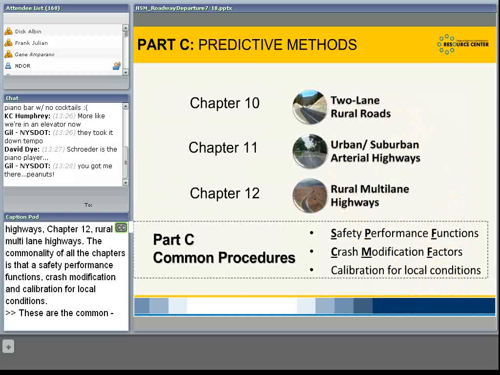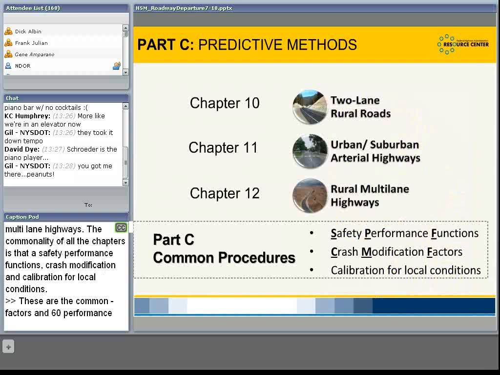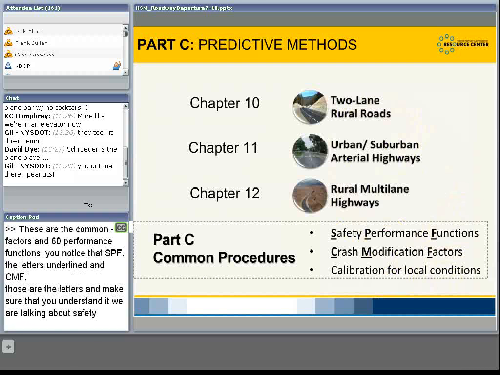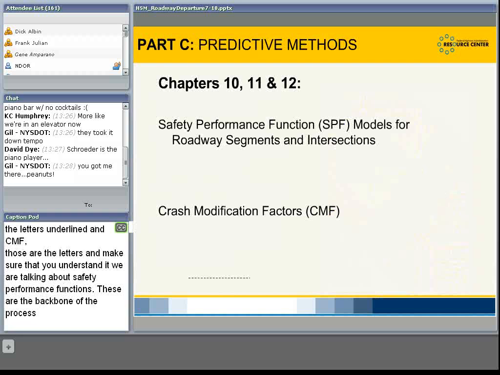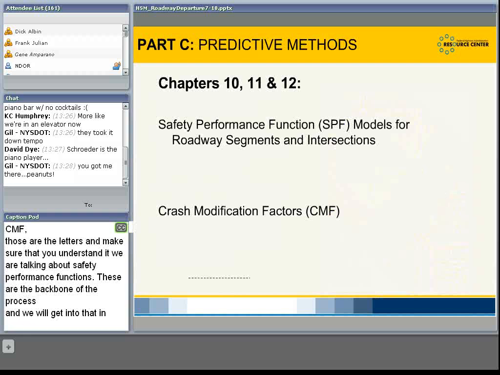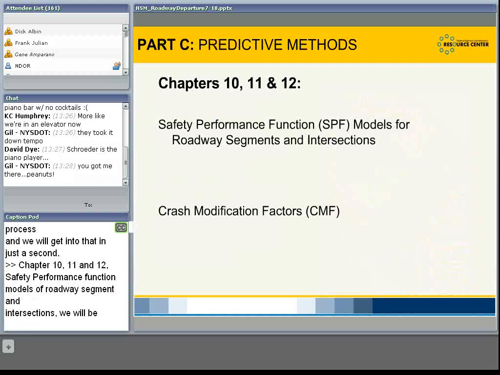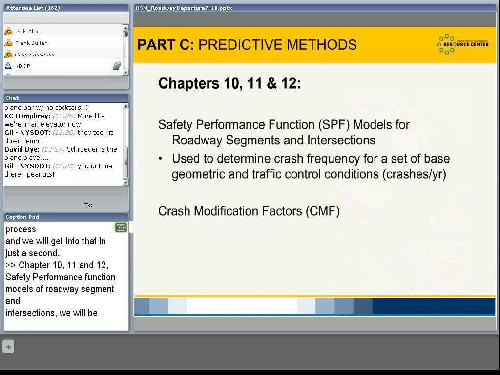These are crash modification factors and safety performance functions. You'll notice under safety performance, SPF, those are the letters that are underlined, and then CMF. Those are terms you'll see us throw around a lot of times. Make sure you understand when we say SPF, we're talking about safety performance functions. And these are primarily the backbone of the whole process. We'll get into that in just a second. Chapters 10, 11, and 12 cover safety performance functions, models for roadway segments and intersections, and crash modification factors. Today we're going to be speaking specifically about roadway segments.